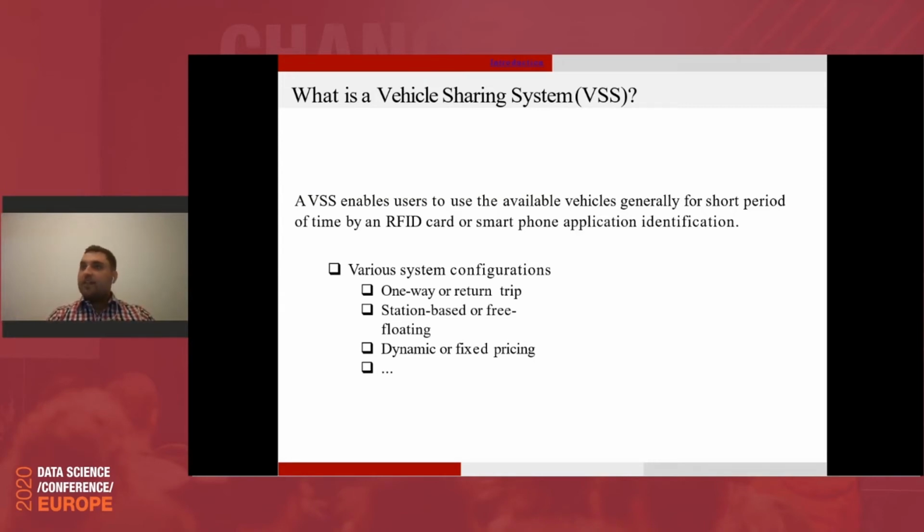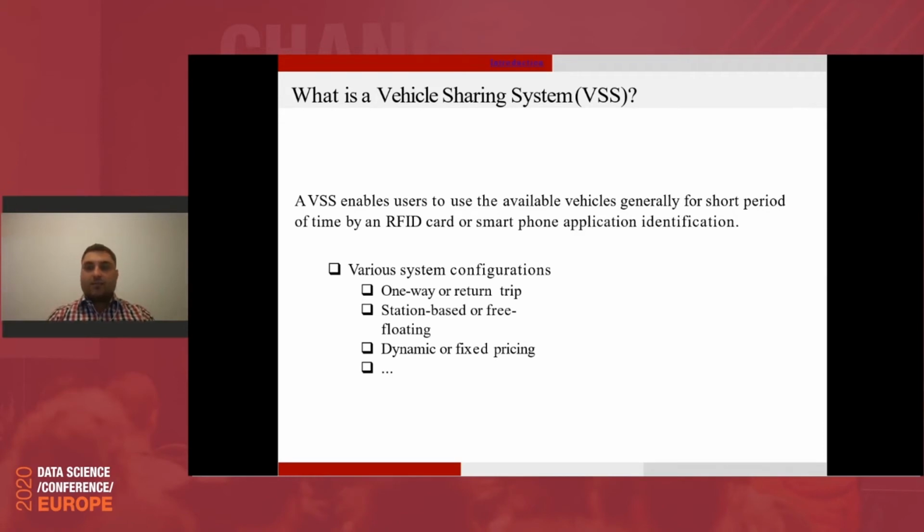Station-based systems have, as I said, marked stations with limited capacities, while in free-floating systems, you can take the car or any other type of vehicle anywhere, wherever you find it in a city or a larger area, and return it to any allowed parking spot in the same area.